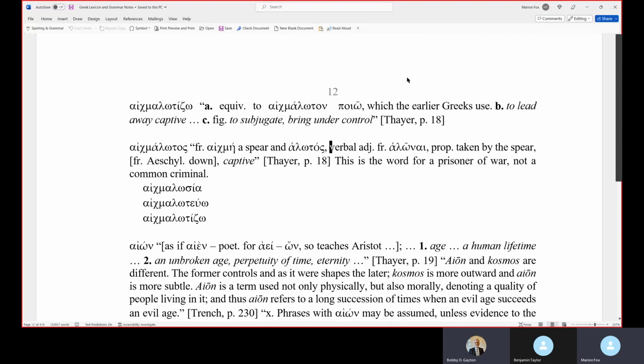I want you to, if you have just a moment, I want you to go to Luke 22 with me, and I want you to see something here.